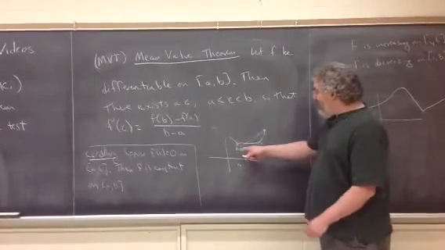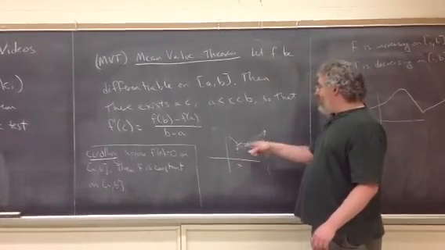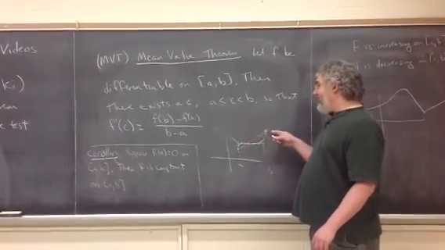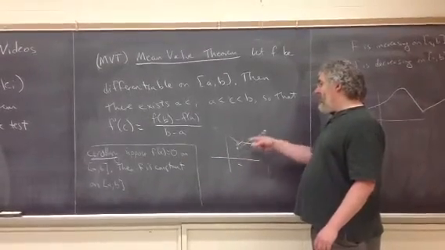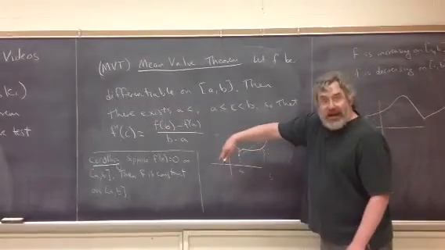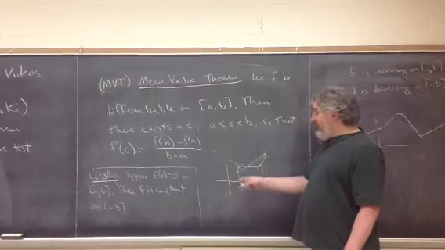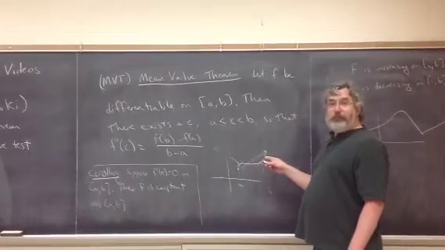Why? Well, think about it. In order to go from here to here, you gotta go up. If you gotta go up, you gotta flatten out at some point. Or maybe you just go straight across. However you do it, you're gonna have to have a spot where you flatten out, or start to flatten out, at the same rate as between a and b.